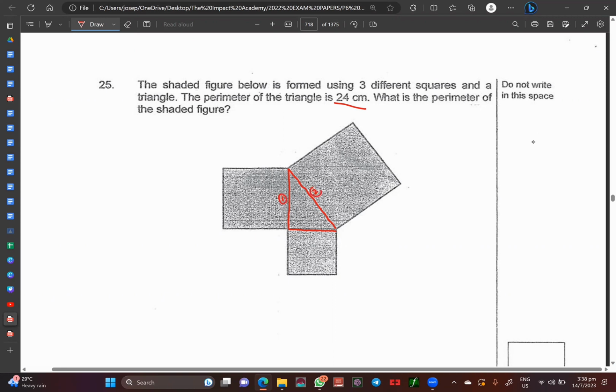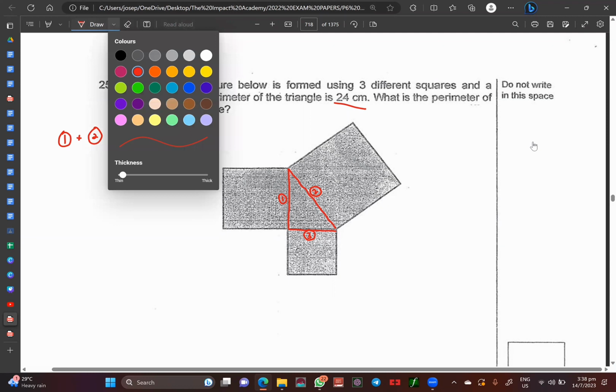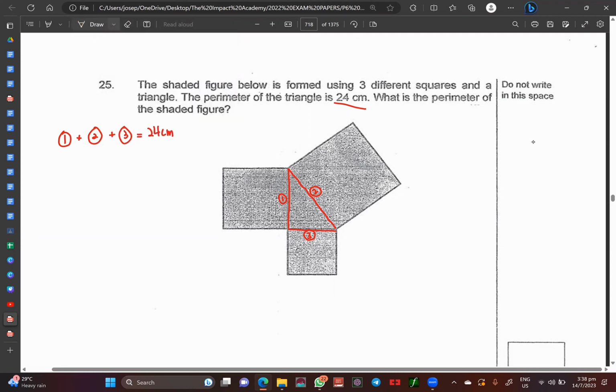So what I'm going to do is I'm just going to label them as 1, 2, 3. Make sense? Now, I know for sure that 1 plus 2 plus 3, that gives me how much? That gives me 24 cm. Okay, now another thing I can do is to label the same thing accordingly to the numbers in each of the square. Let's talk about this square over here first, okay?